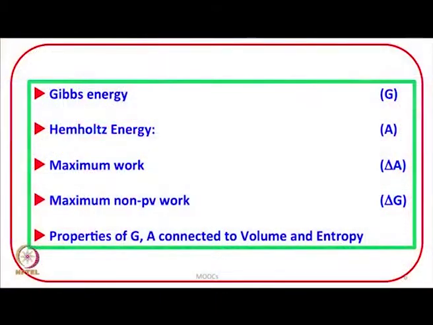And then we went on discussing the properties of G and A and their connection to volume and entropy. You remember the equation dG equals VdP minus SdT that connects the changes in G, and we also discussed the equation for dA, so that the changes in G and A can be connected to other important thermodynamic properties.